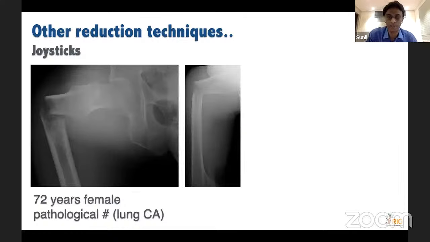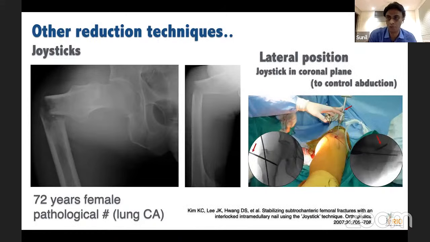So what about other reduction techniques? Joysticks are a great tool as well. I use them quite a lot, especially in fractures that are short, oblique, and transverse, where I can't use clamps very effectively. So if you're trying to reduce this fracture in a closed or minimally invasive manner, joysticks are a great way to do it. You can use joysticks in both planes, from lateral to medial to control abduction and also rotation. And flexion extension deformity can be controlled by passing a joystick in the anteroposterior plane.